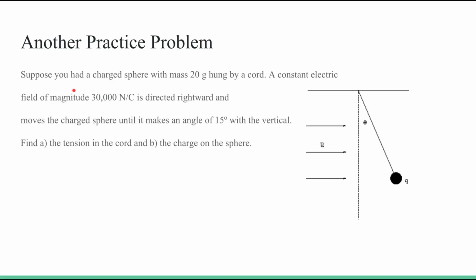Okay, so here's another practice problem. Suppose you had a charged sphere with mass 20 grams hung by a cord. A constant electric field of magnitude 30,000 newtons per coulomb is directed rightward and moves the charged sphere until it makes an angle of 15 degrees with the vertical. So find, part A, the tension in the cord, and part B, the charge on the sphere.